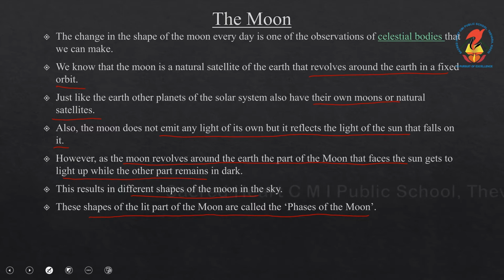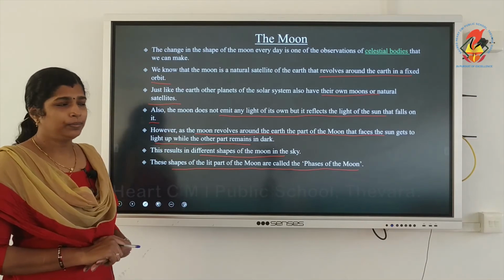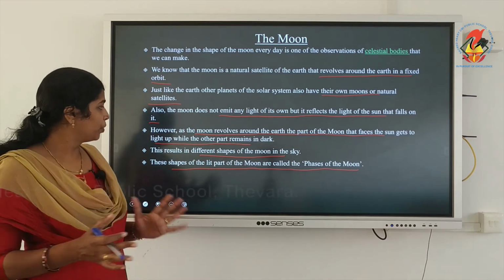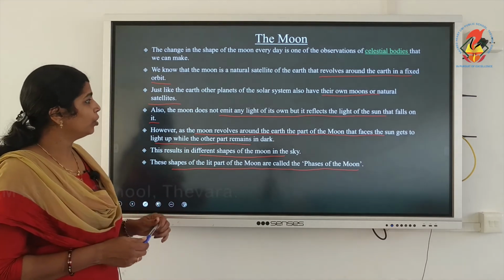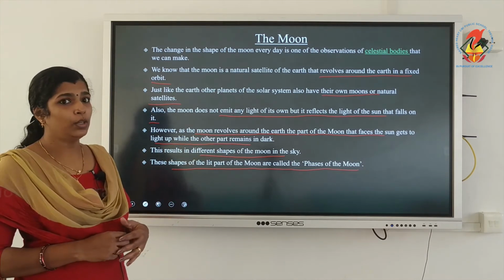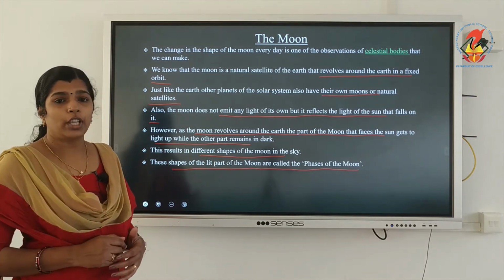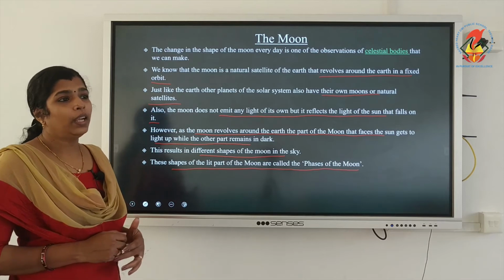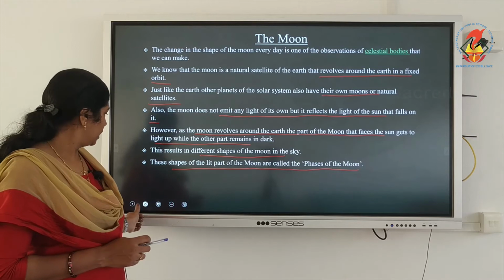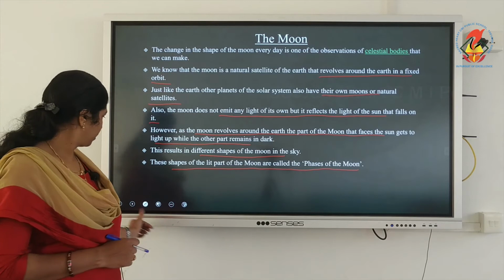The shape of the moon changes every day. It is due to the part of the moon that faces the sun getting lit up while the other portion remains in the dark, and that results in the different shades of the moon, known as phases of the moon. The shades of the lit part of the moon are called phases of the moon.